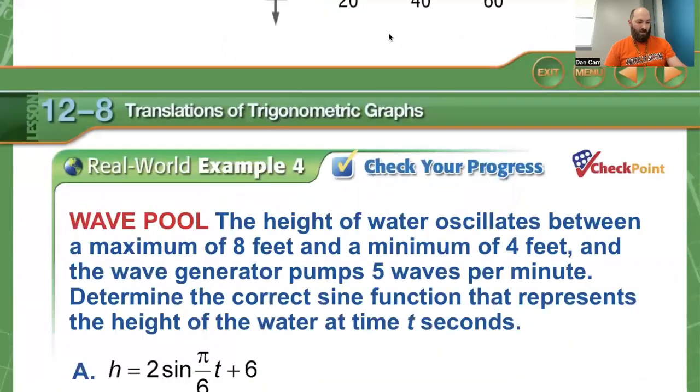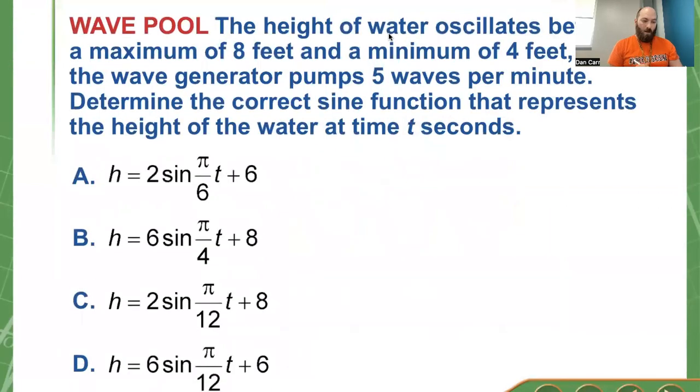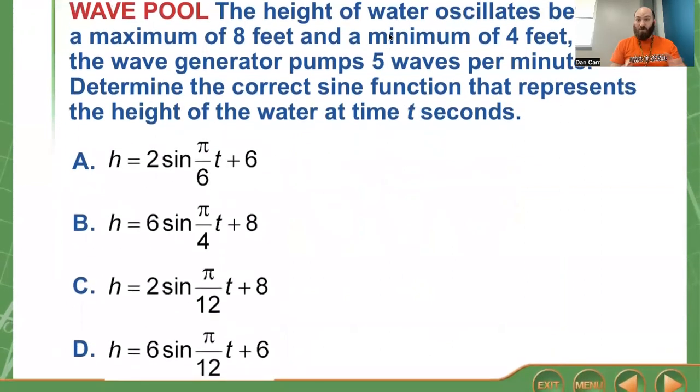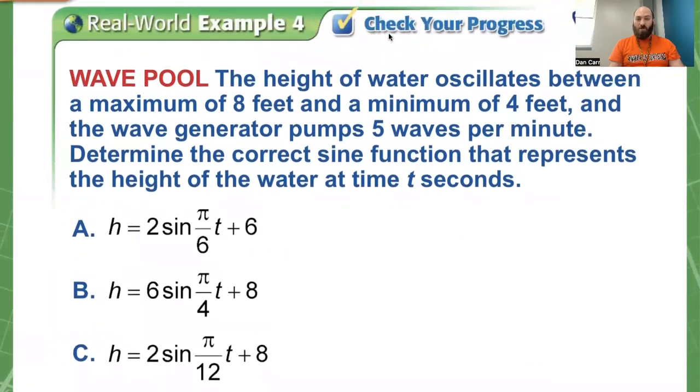So feel free to try this problem on your own. The height of water oscillates between a maximum of 8 feet and a minimum of 4 feet. And then the wave generator pumps 5 waves per minute. Determine the correct sine function for that one. So again, do the same process. Start with your midline. It's halfway between the maximum and minimum. Once you do the midline, do your amplitude. See how far it is from the midline up to the highest or down to the lowest, doesn't really matter. And then after that, figure out your period. The period is going to be related to the 5 waves per minute.